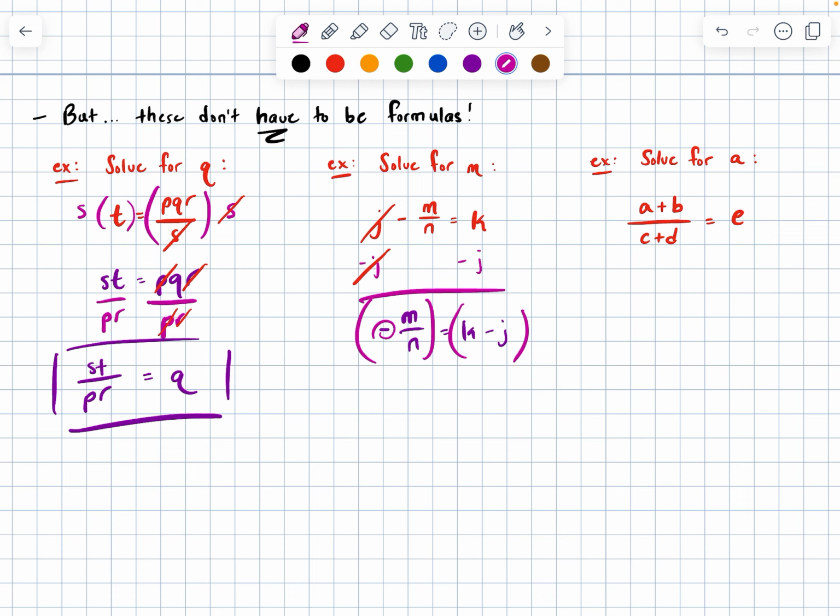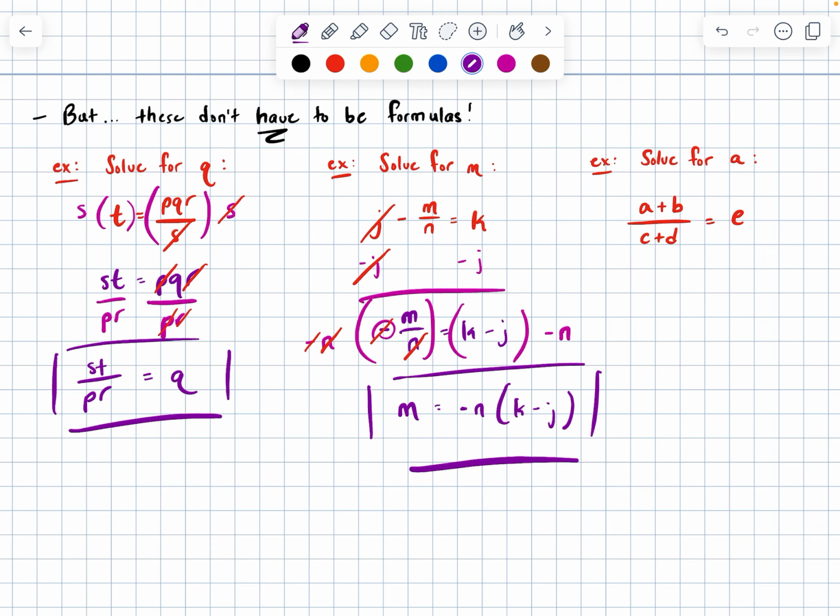Well, instead of multiplying by positive n, let's multiply both sides by negative n. That should get rid of both my negative and my n in one move, so the negatives cancel out. The n's undo each other. I'm just left with my m here, and then if I take that negative n, multiply it by my k minus j, then I should be happy.